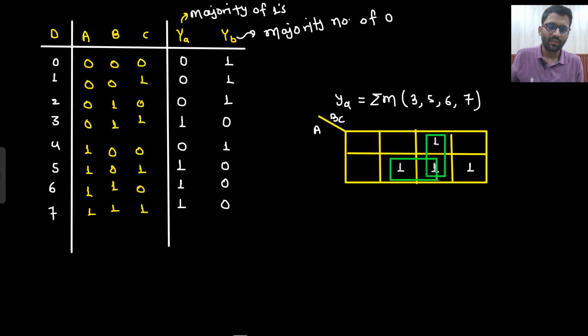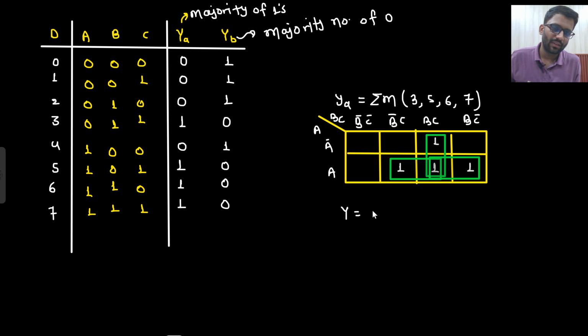1, 2 and 3. This is your A bar A. This is your B bar C bar, B bar C, BC, BC bar. So what is your Y? Y is BC plus, here A is constant and C is constant, plus AC. Here A is constant and B is constant. So AB. So Y is AB plus BC plus CA.